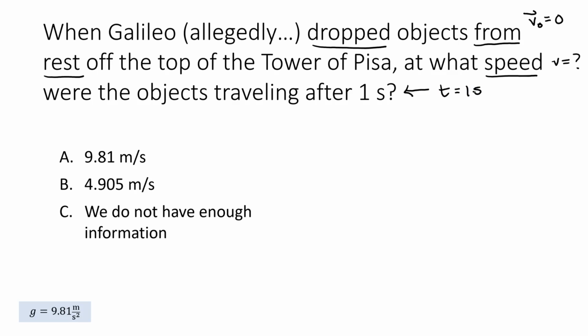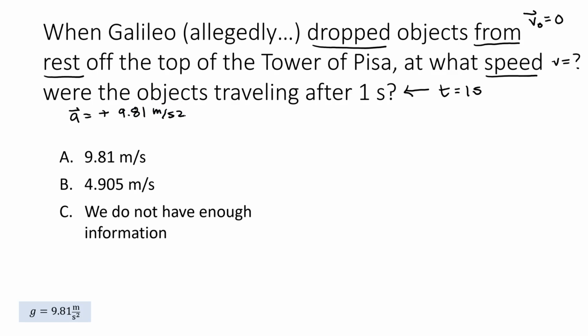Okay, and then we're not explicitly told this, but we know that these objects are falling in free fall. And so what we know is that the acceleration, a, is going to be equal to 9.81 meters per second squared. And if I define downwards to be the positive direction, I could say plus 9.81 meters per second squared.